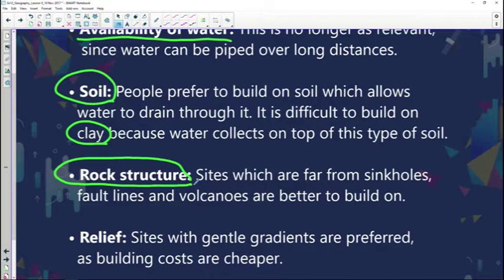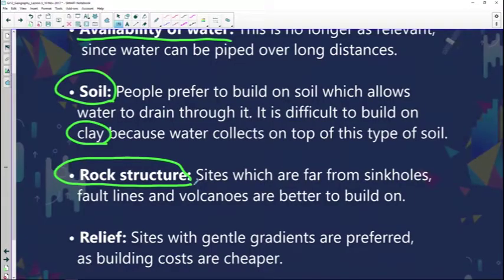Now, very importantly, we need to look at the different types of rocks that we find when we build our settlements. We can't build close to sinkholes, it's extremely dangerous. What's a sinkhole? We usually find them close to mining areas. Because of the mining activity taking place underground, the surface can basically fall in, and that's what we call a sinkhole.